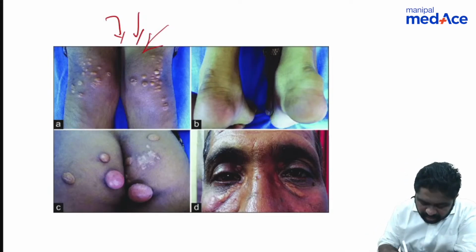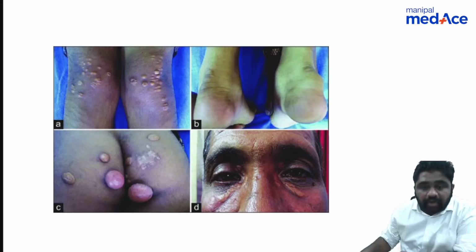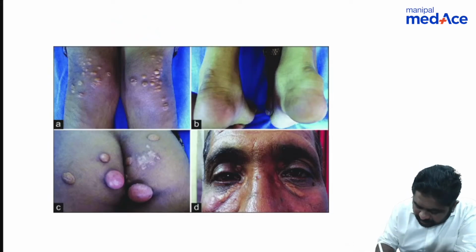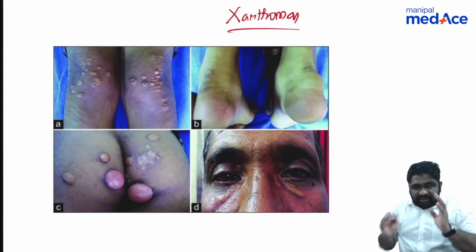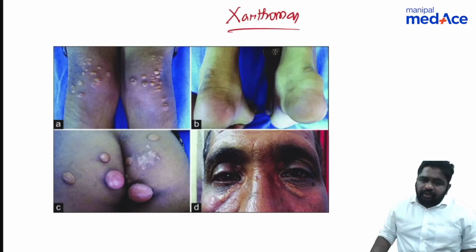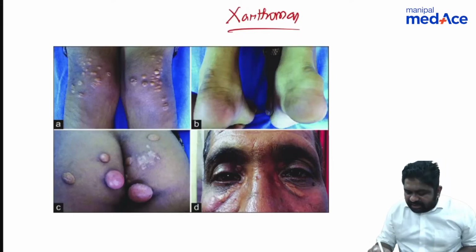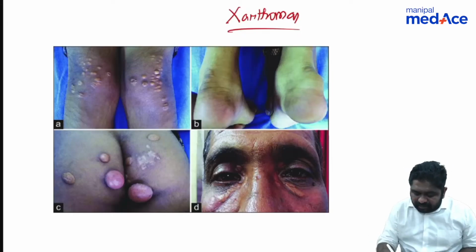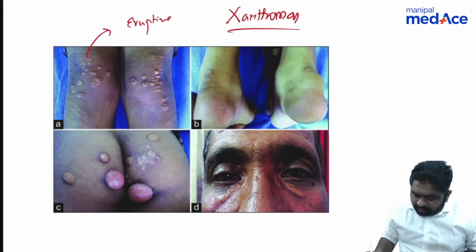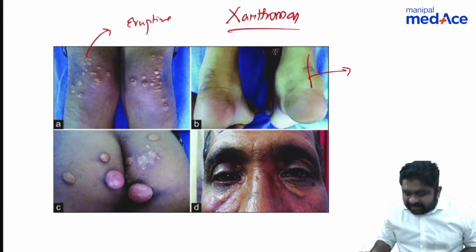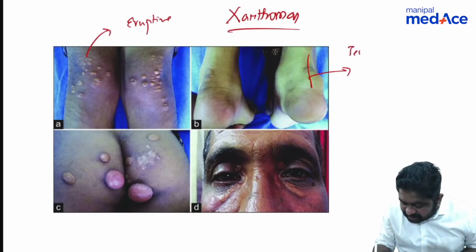Okay, let me put it in a very simple fashion. What you are seeing here, excellent Darshini and Prem Kumar, all of them are xanthomas. Now, using just the word xanthoma, you should be able to crack the question. How? The xanthomas can be of different types. What you're seeing here are eruptive. Here, at the Achilles tendon, it's called tendinous.